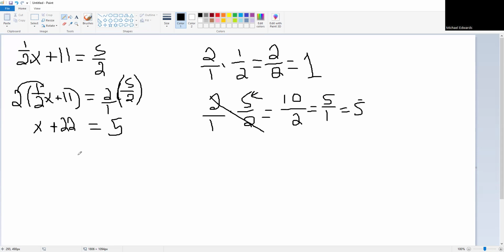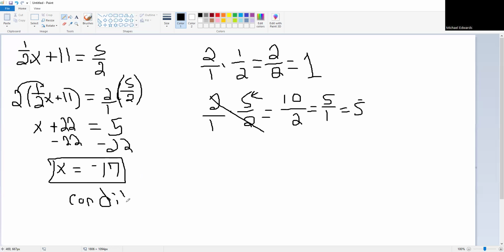Now let's get x by itself. This is going to be negative 22 here. So x equals negative 17. That is a solution. It's a negative solution, but it is a solution. So anytime we find one solution, not an infinite number of solutions, but one solution, it is conditional.